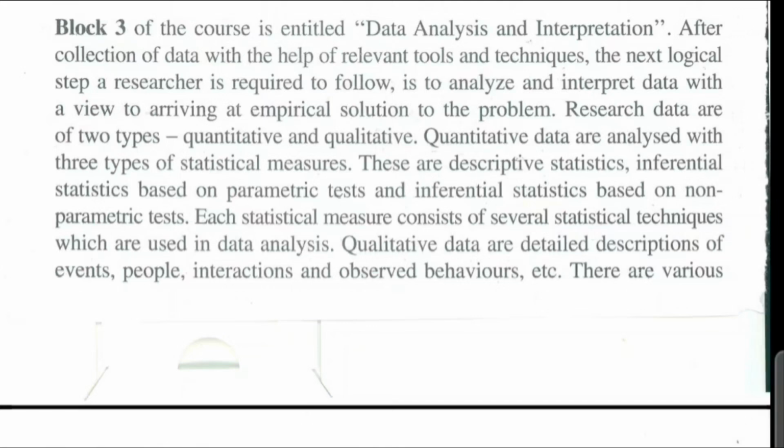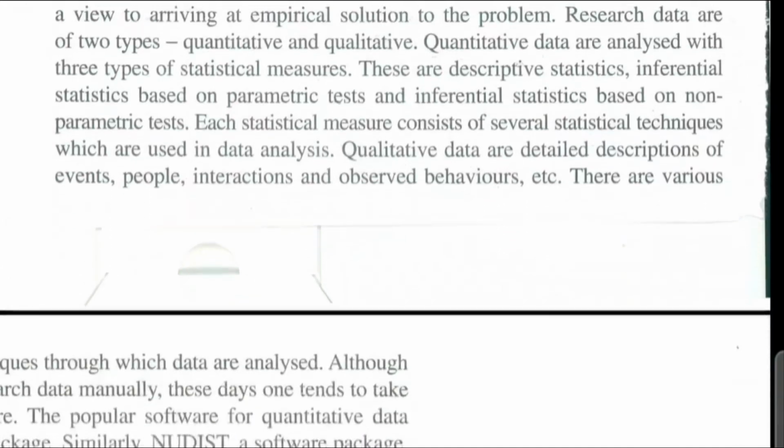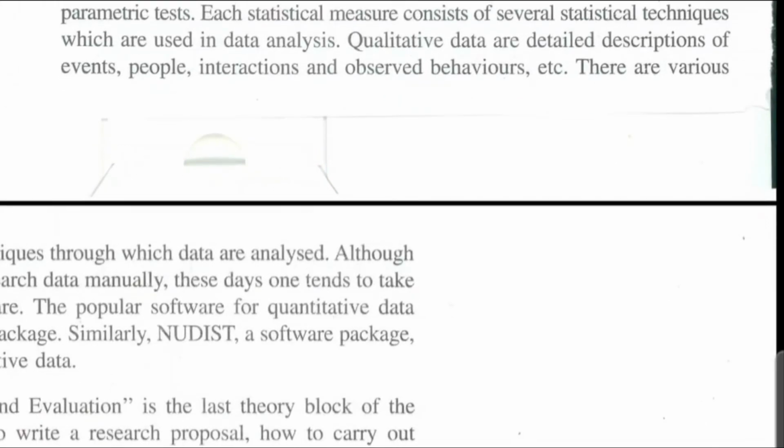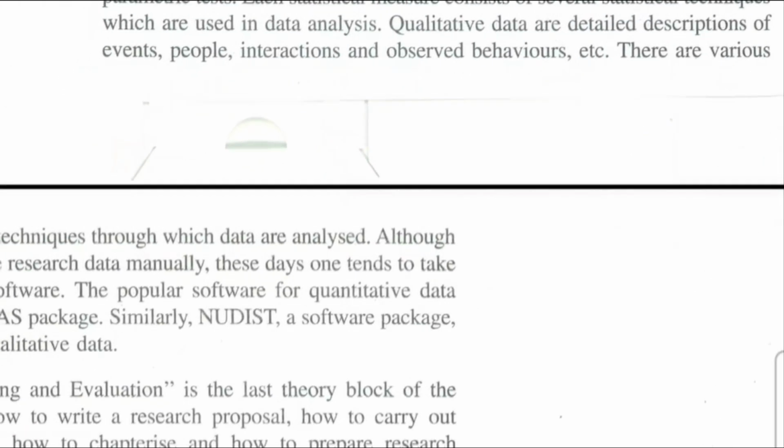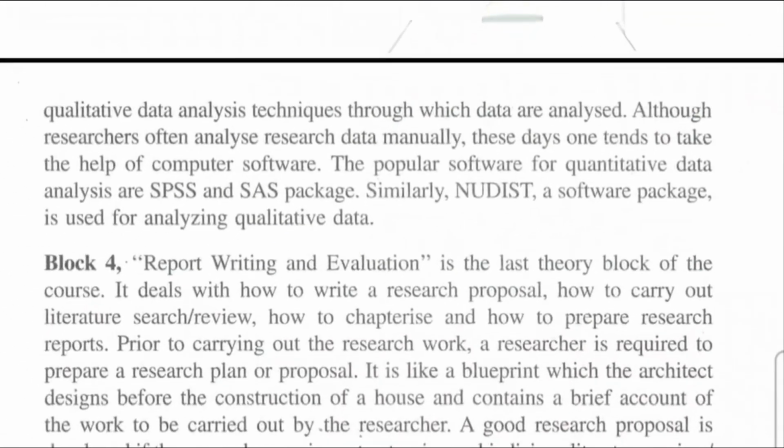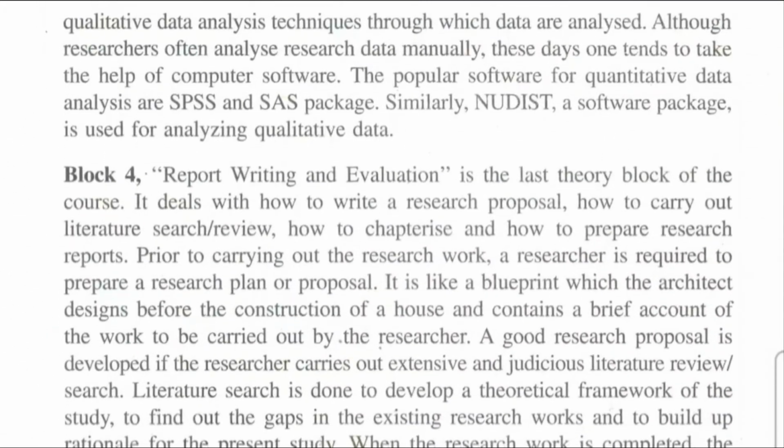Quantitative data are analyzed with 3 types of statistical measures. These are descriptive statistics, inferential statistics based on parametric tests, and inferential statistics based on non-parametric tests. Each statistical measure consists of several statistical techniques which are used in data analysis. Qualitative data are detailed descriptions of events, people, interactions, and observed behaviors, etc. There are various qualitative data analysis techniques through which data are analyzed.